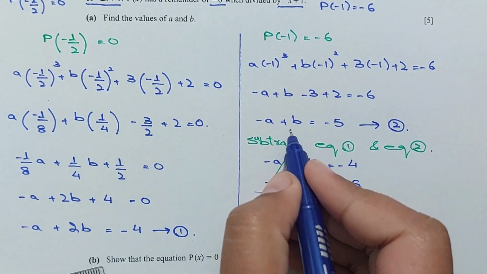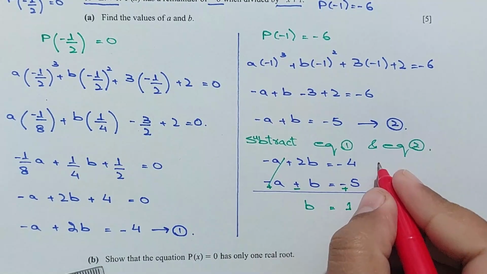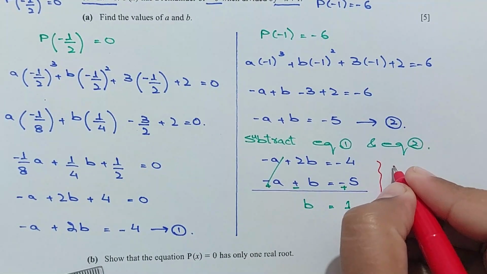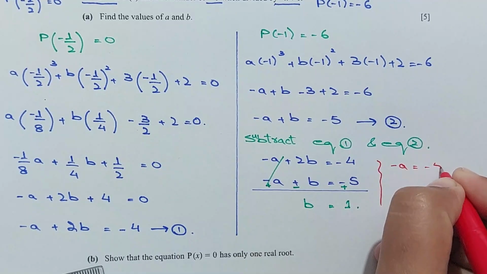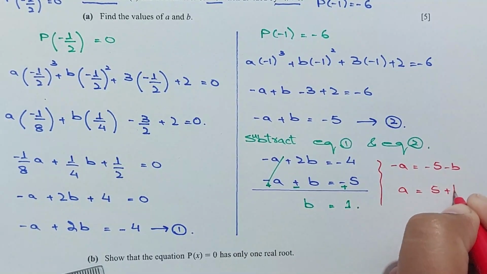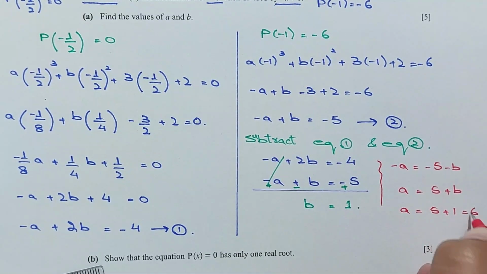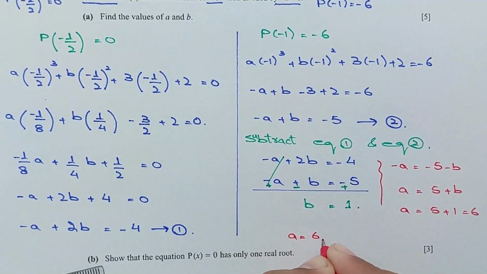Now let me substitute the b value to solve for a. To get the a value, we have -a equal to -5 minus b. So a is equal to 5 plus b. So a should be equal to 5 plus 1, that is 6. So a is 6 and b is 1.